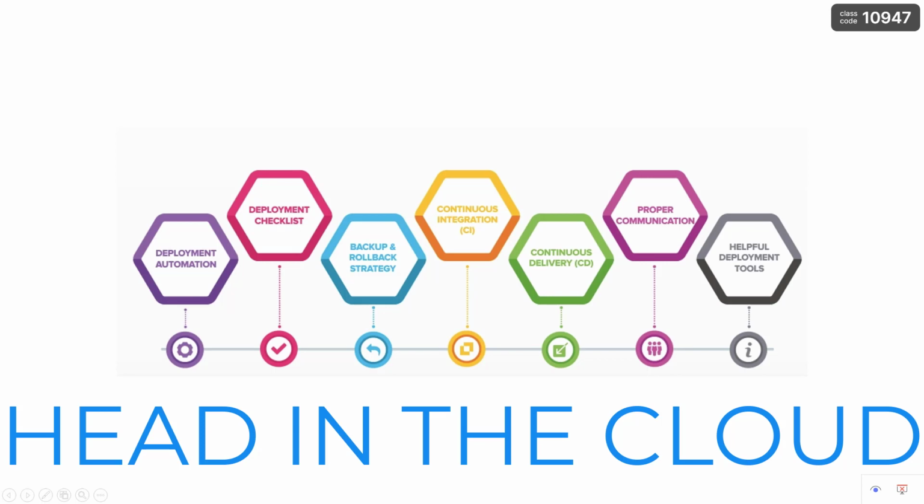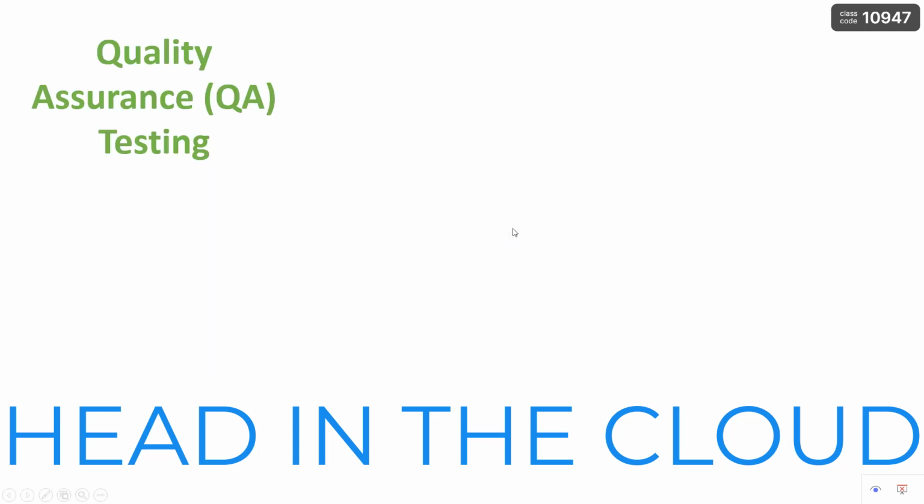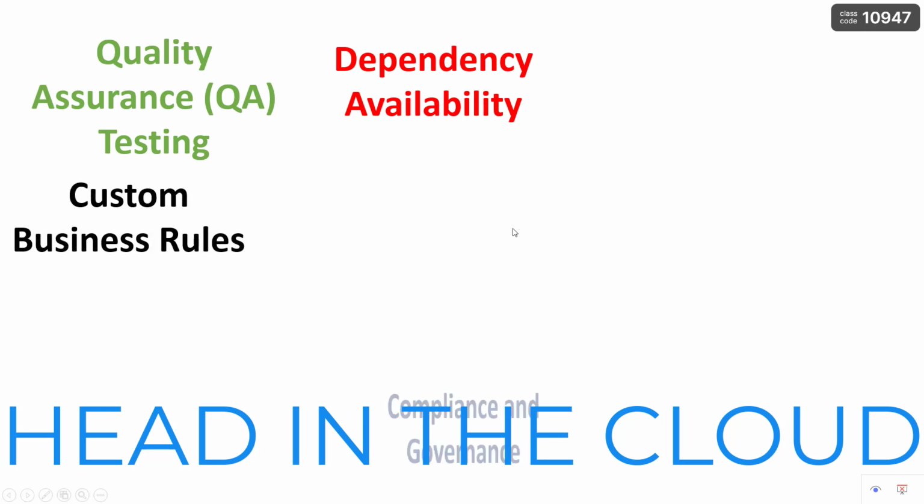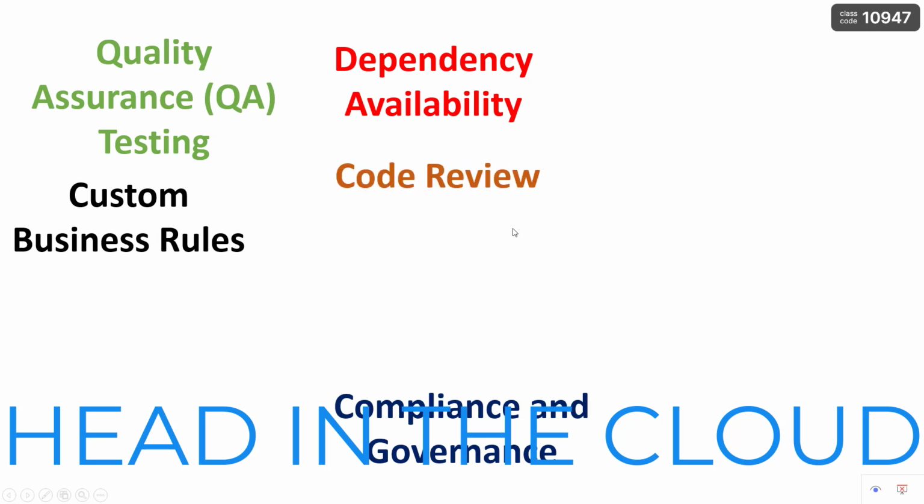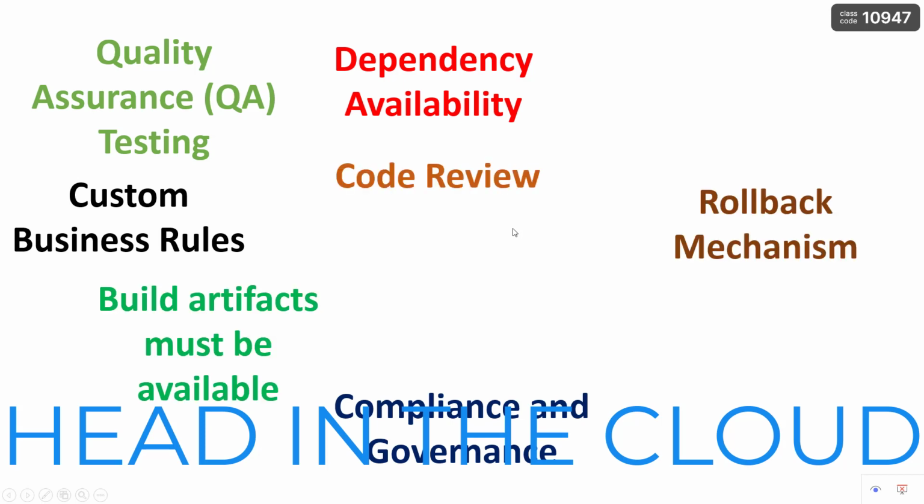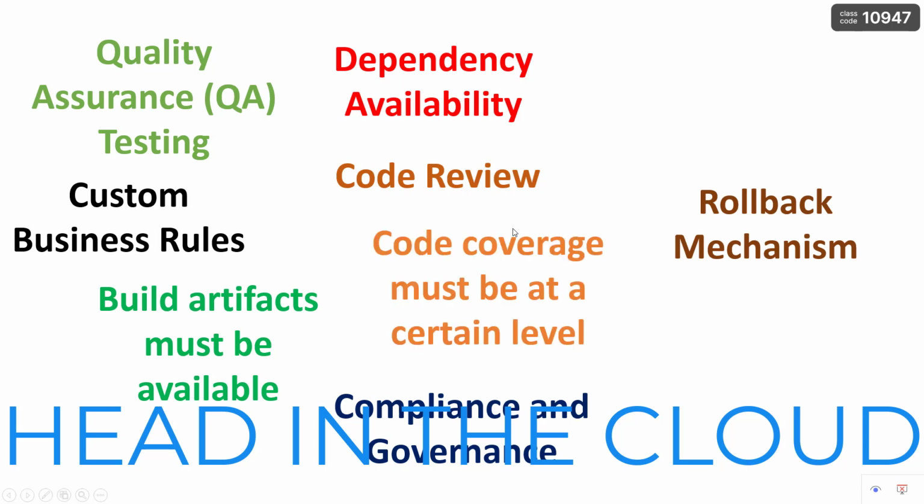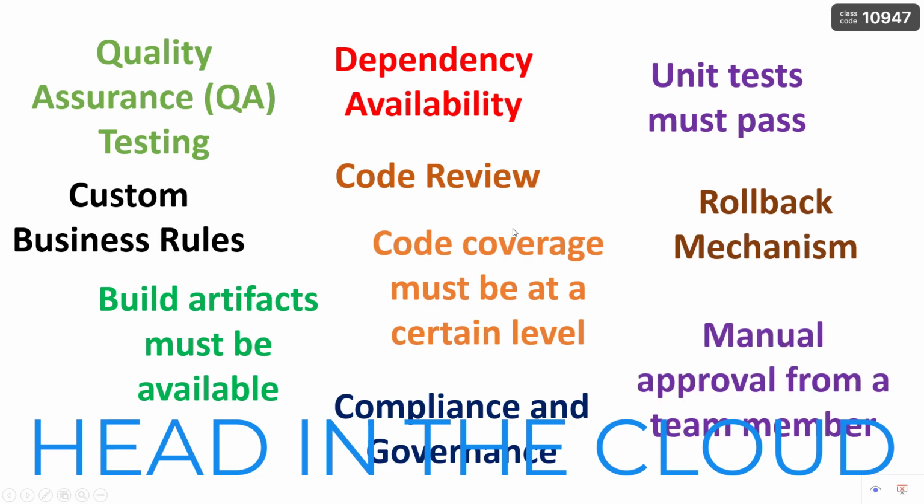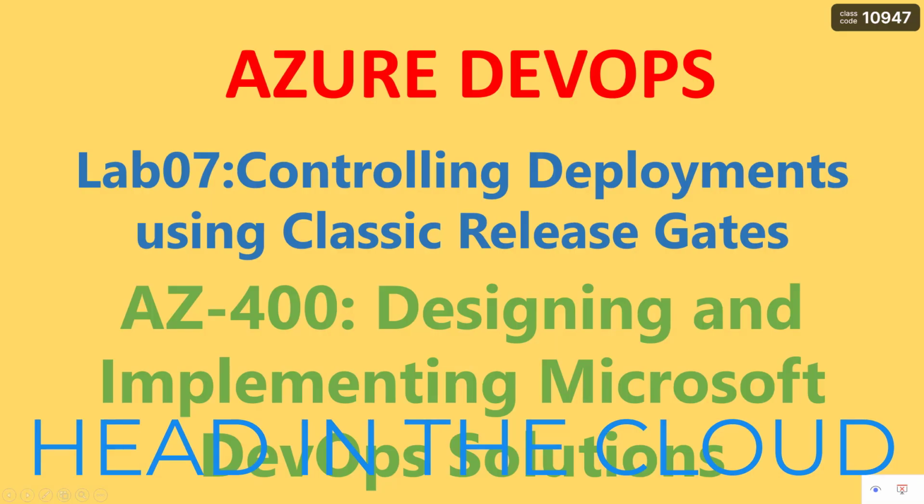With release gates, you can specify criteria that must be met before a deployment can proceed. This criteria can include things like quality assurance testing, dependency availability, custom business rules, compliance and governance, code review, rollback mechanism, build artifact must be available, code coverage must be at a certain level, unit tests must pass, and manual approval from a team member. By the end of this video, you will have a solid grasp of release gates and be ready to take your deployment game to the next level.